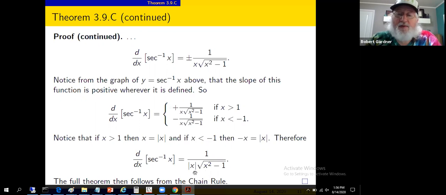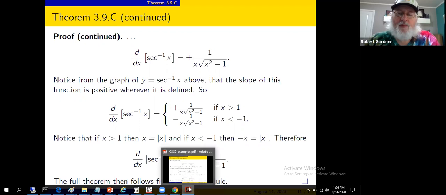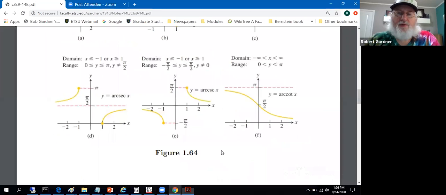with absolute values. So the derivative of secant inverse of x is 1 over the absolute value of x times the square root of x squared minus 1. Combine it with the chain rule and you get the thing we stated initially in terms of the statement of this theorem. Back to the notes.